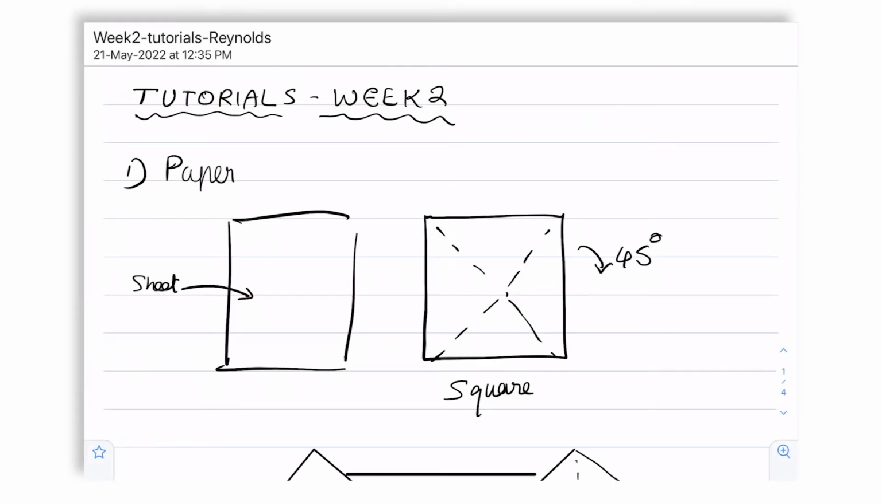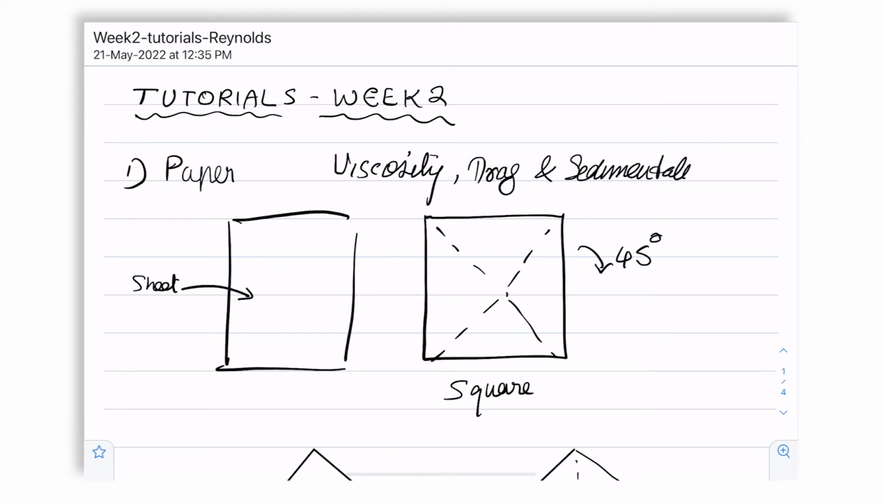Hi, this is the tutorial related to week 2 of the lectures. So we're going to start with a question that summarizes many of the things you should have learned by now about viscosity, drag, and sedimentation. Now, these are important concepts, not just in biophysics, but in cell biology.